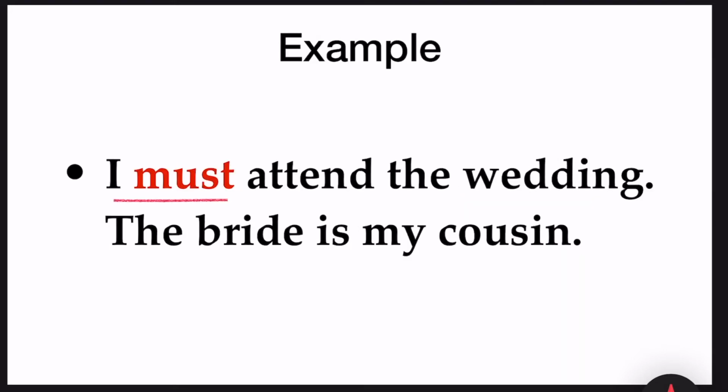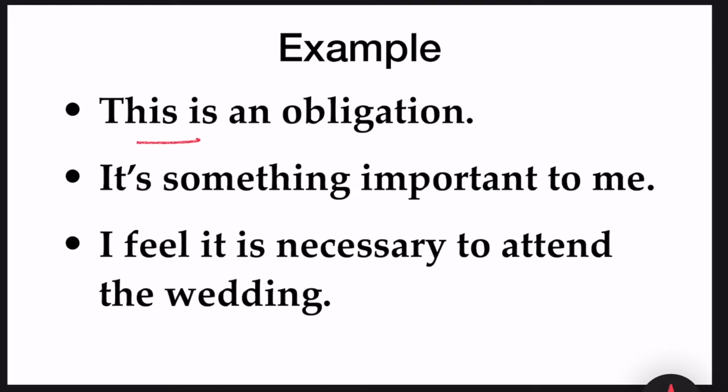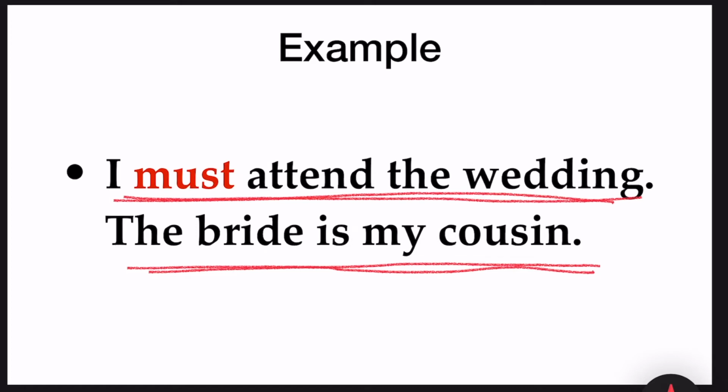Example, I must attend the wedding. The bride is my cousin. This is an obligation. It's something important to me. I feel it is necessary to attend the wedding. So, to express obligation, we have used must in this sentence. I must attend the wedding. The bride is my cousin.